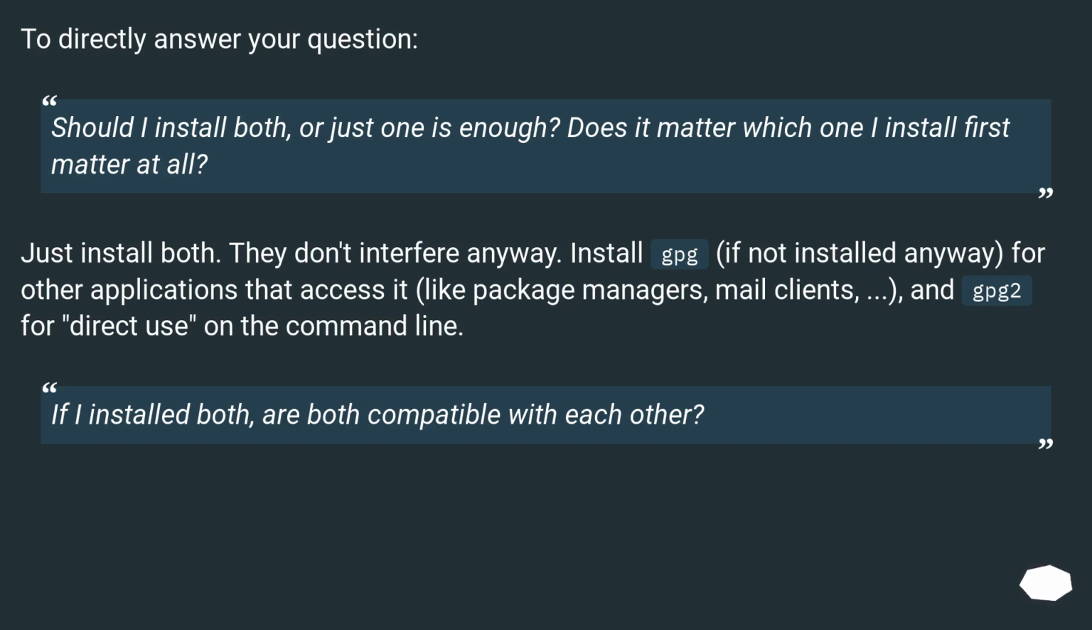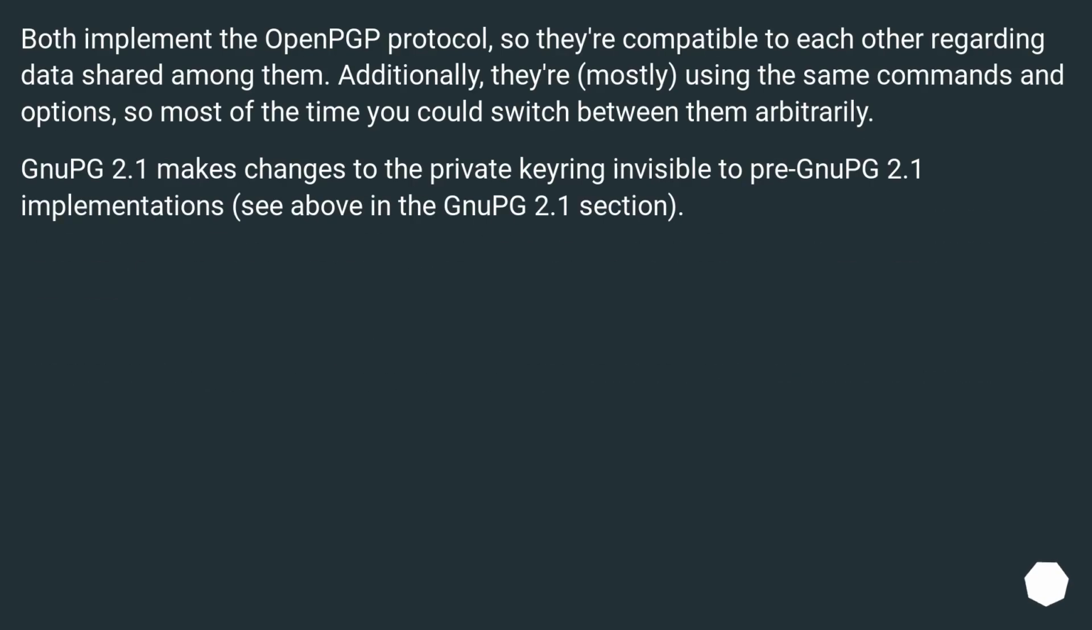If I install both, are they compatible with each other? Both implement the open protocol, so they're compatible with each other regarding data shared among them. Additionally, they're mostly using the same commands and options, so most of the time you could switch between them arbitrarily. GnuPG 2.1 makes changes to the private keyring invisible to pre-GnuPG 2.1 implementations, see above in the GnuPG 2.1 section.